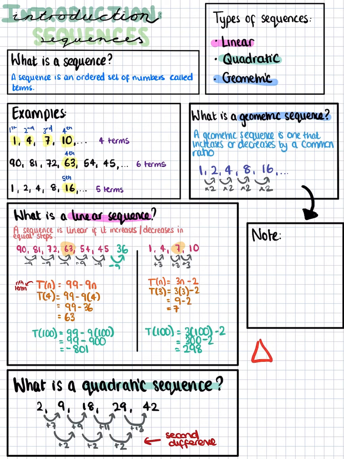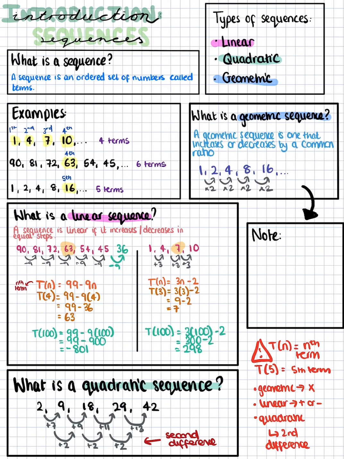So a few key points to remember and things to look out for. When we are using the phrase Tn, this means the nth term. So T5 will mean the 5th term, and so on. When we're looking for geometric sequences, we're looking at our common ratio. So what can we times to get to the next term? When we're looking for linear sequences, we're looking for an increase or a decrease, and it has to be in equal steps. If it's not in equal steps, it's most likely a quadratic sequence. And for a quadratic sequence, we have to check our second difference.